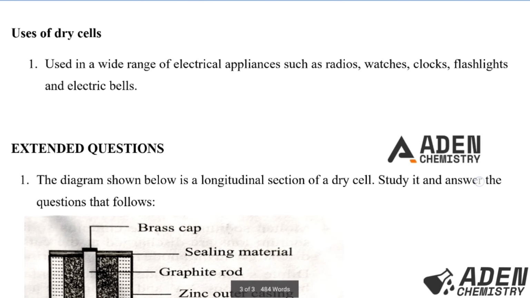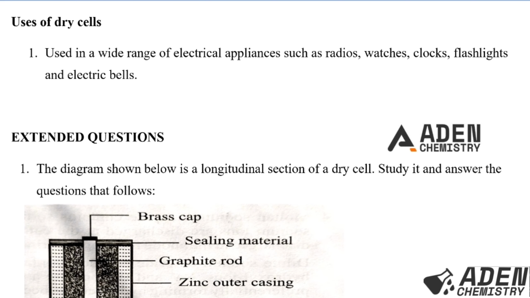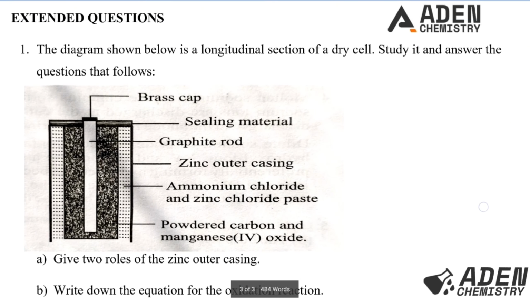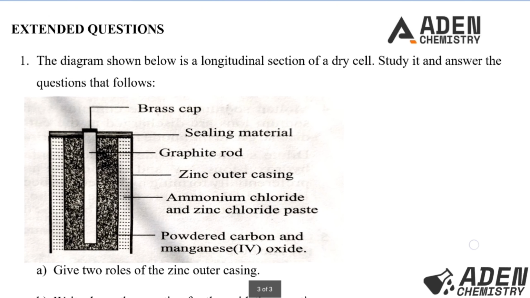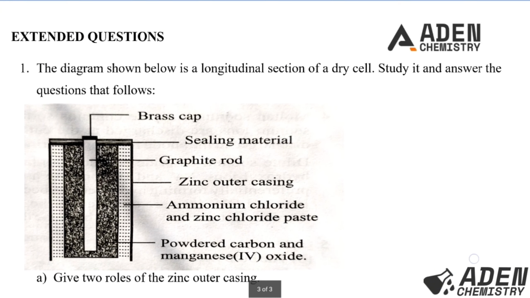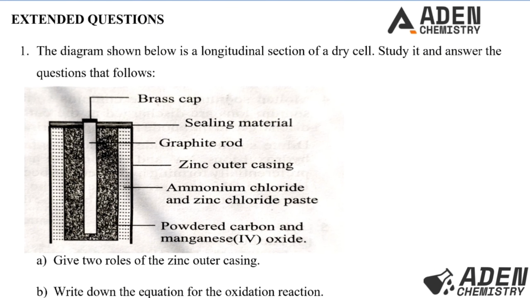Part C, the uses of a dry cell. Number one, used in a wide range of electrical appliances such as radios, watches, clocks, flashlights, and also electric bells. And then we are going to have extended questions. Learners, you are supposed to attempt this question, and all the questions they're asking, we have already discussed in this lesson today. Question 1: the diagram shown below is a longitudinal section of a dry cell. Study it and answer the questions that follow.